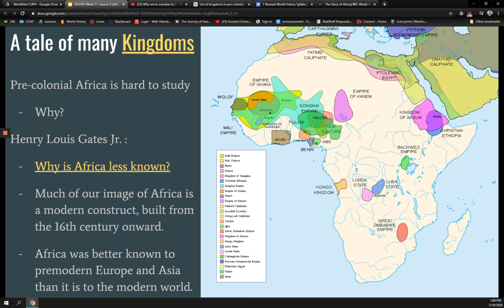And the disconnect that the modern world sees is really this product of modernist ideology of what is modern, quote unquote, and what is enlightened, quote unquote, or civilized, quote unquote. And so these are problems for the modern historian to kind of unpack: how we perceive Africa today, despite the fact that historically Africa was very well connected with the rest of the world.